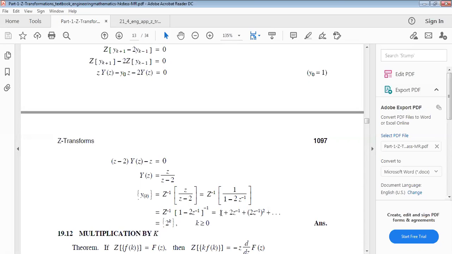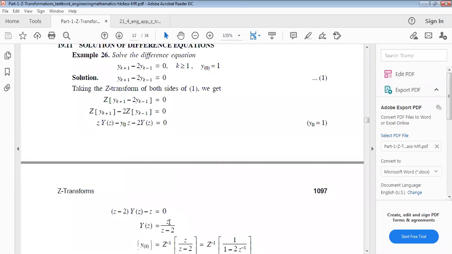For k equals 0, we get the first one. For k equals 1, we get these two, that means the coefficient of z to the power minus 1, and z to the power minus 2 coefficient for k equals 2, that means 2 squared. This is the sequence. We have solved it: we have found the solution for y(k) by using inverse Z transformation.